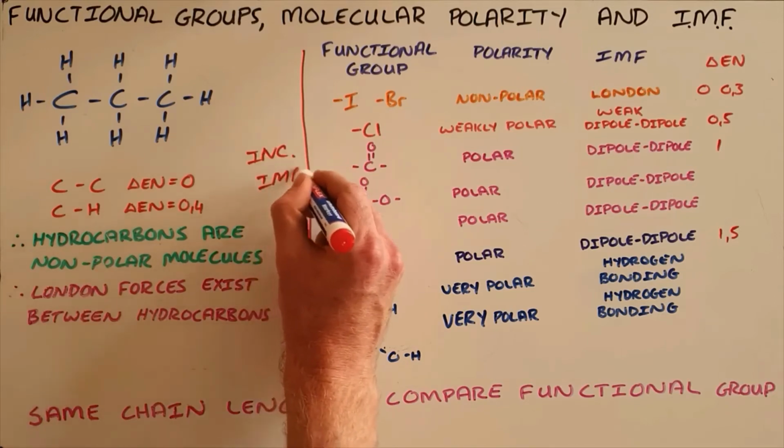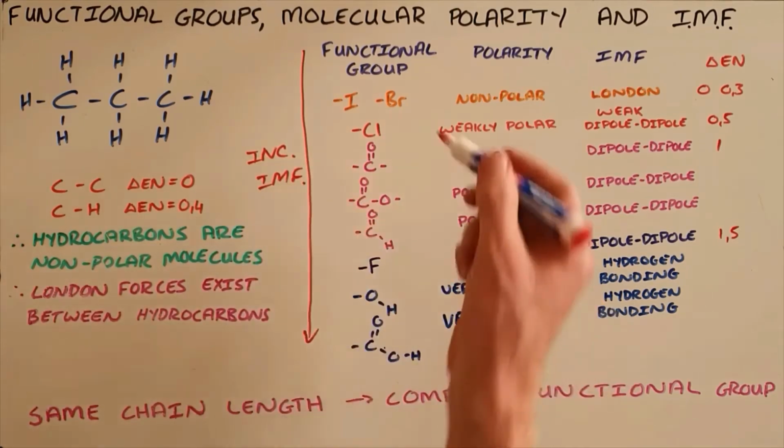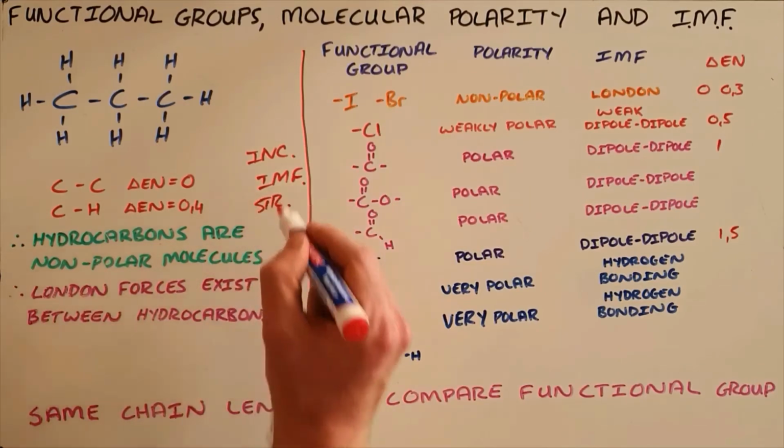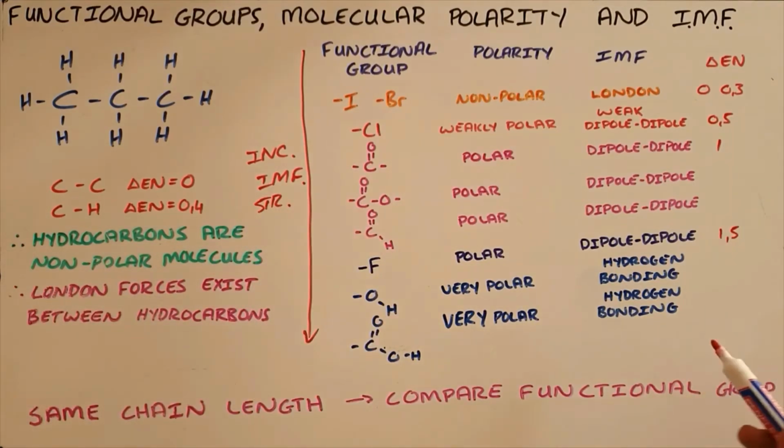So as we can see in this table, we have arranged these functional groups in order of increasing intermolecular force strength. And so we can say that substances with functional groups lower down on this table have stronger intermolecular forces, and as a result their physical properties would be affected.